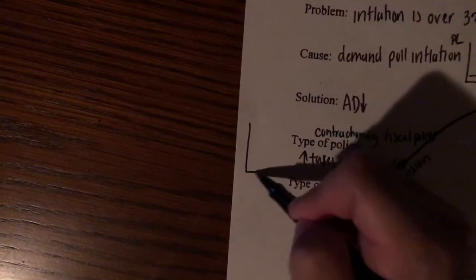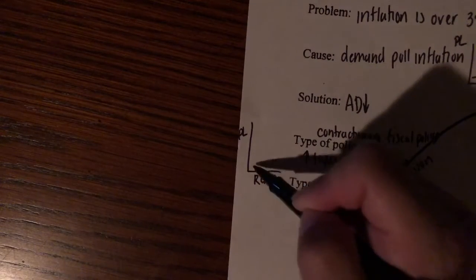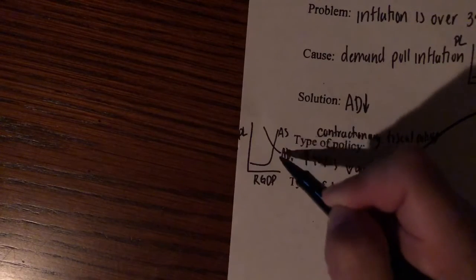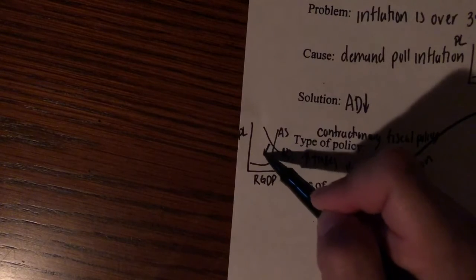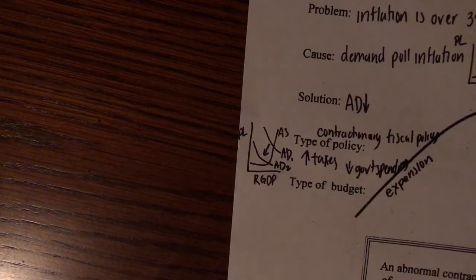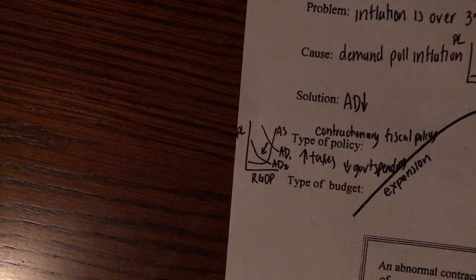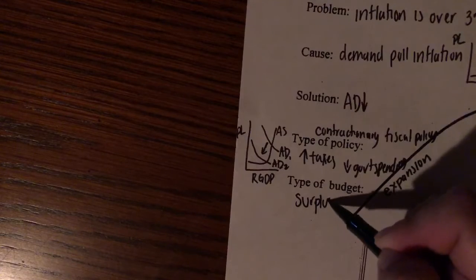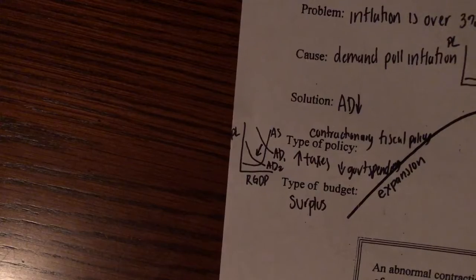So if the government initiates this, here's price level, here's real GDP, aggregate supply, here's my aggregate demand, right? Really high inflation. If the government increases taxes, that means people have less money to spend, so the aggregate demand goes down, causing the price level to go down. Because the government is going to tax, this is going to lead to them getting money and to a budget surplus. Okay? Currently, our government is not doing this in its fiscal policy.